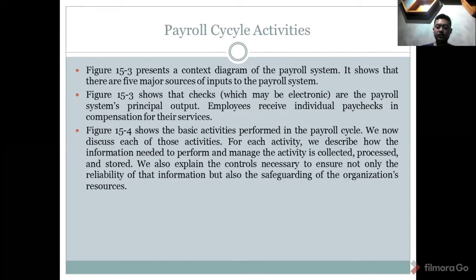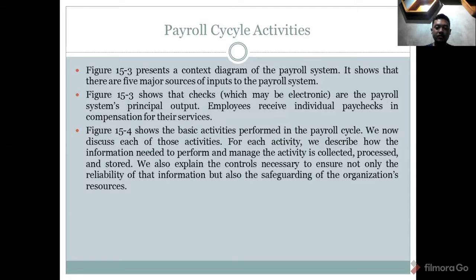Figure 50.3 presents a context diagram of the payroll system. It shows that there are 5 major sources of input to the payroll system. Figure 50.3 also shows that checks, which may be electronic, are the payroll system's principal output. Employees receive individual paychecks in compensation for their service.